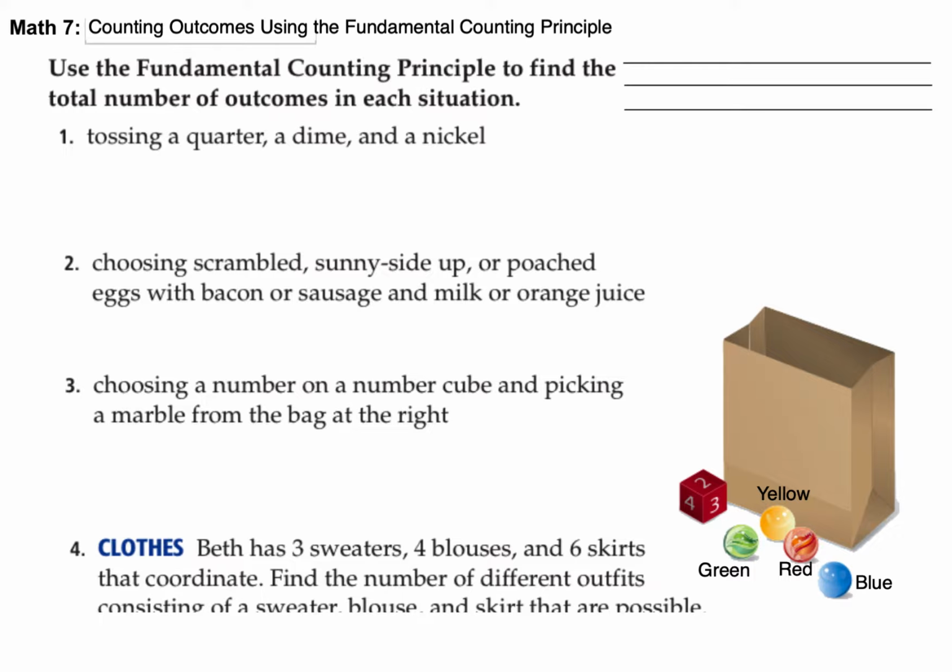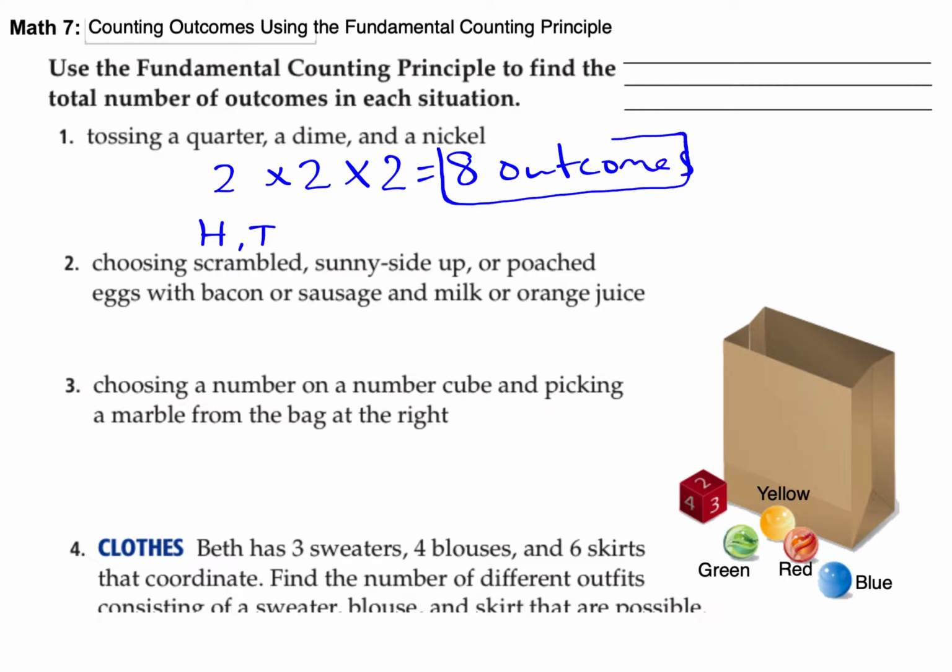Use the fundamental counting principle to find the total number of outcomes in each situation. Tossing a quarter, a dime, and a nickel. If you toss a quarter, there are 2 outcomes, heads and tails. If you toss a dime, there are also 2 outcomes, heads and tails. And if you toss the nickel, there are 2 outcomes, heads and tails. That's 8 total outcomes for tossing 3 coins.